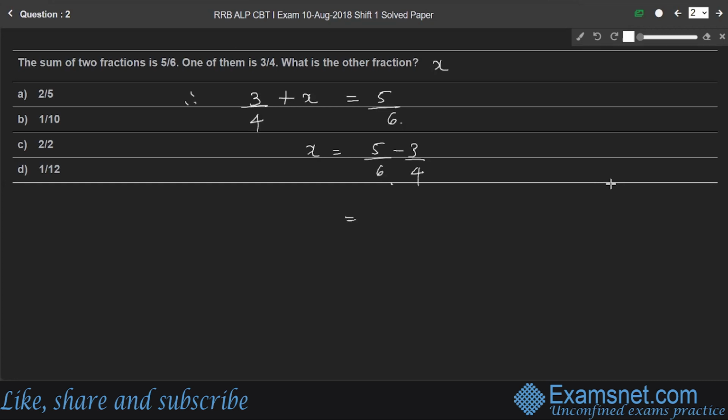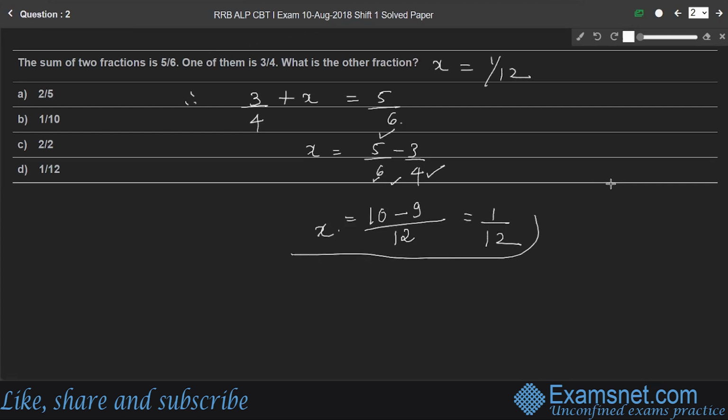So here the LCM of 6 and 4 is 12. 6 into 2 is 12, 4 into 3 is 12. So the lowest common multiple is 12. Whereas the numerator becomes, since 6 into 2 is 12, 5 into 2 becomes 10, minus 4 into 3 is 12, so 3 into 3 is 9. Therefore, 1/12 is the value of x. Therefore, the other fraction x is equal to 1/12. Option D is the right answer.